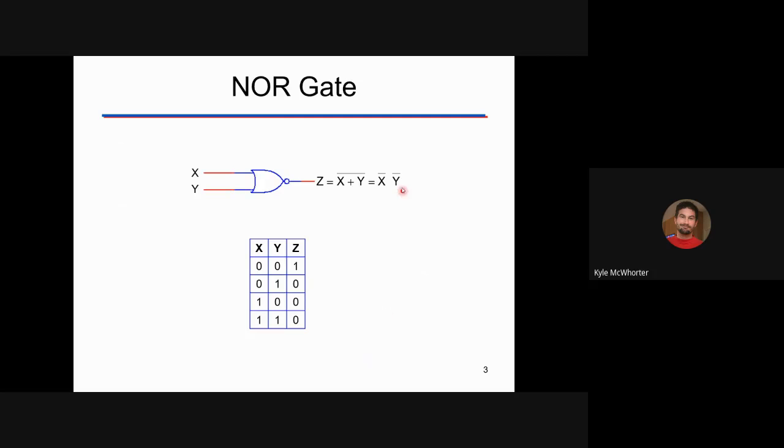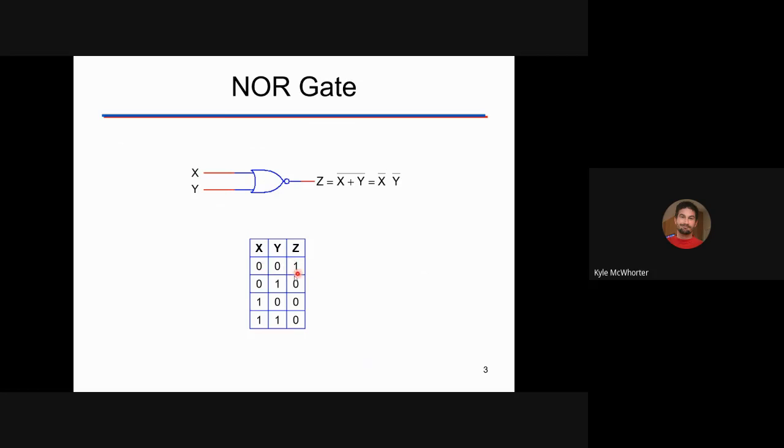So here is our NOR gate. NOR stands for not or. So it's the opposite of an OR gate. If you remember, an OR gate would put out a 1 anytime you had a 1 at either X or Y at the input. Well, a NOR gate outputs the opposite. It's saying this gate will put out a 1 only when neither of these is a 1.